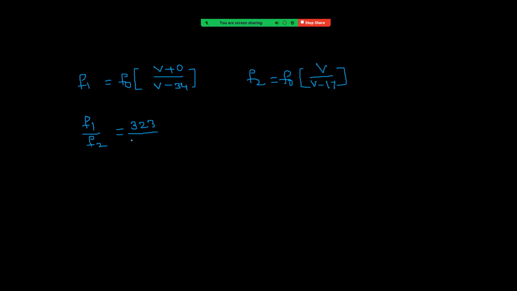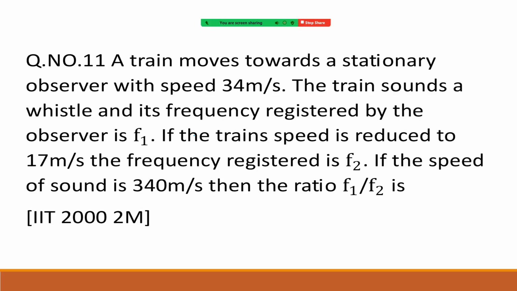Next, 340 minus 34, wait, what am I writing here? F1 by F2, right? Correct one. It is now 306. That is now the ratio. I think here we can take the 17 table, right? Then it comes out to be 19 by 18. See carefully, F1 by F2. So it will be V minus 17. So 340 minus 17, 323 by 306. So 17 table here, 19 times, and this is 18 times. That is now the ratio, right? Right, now see the next problem.